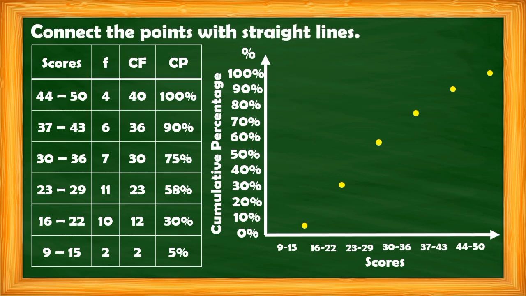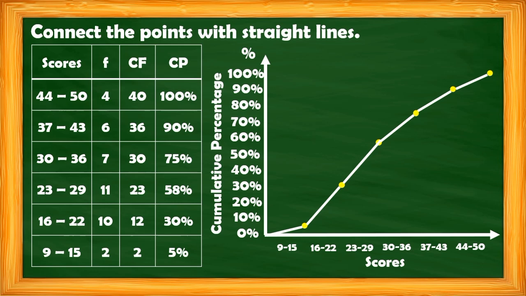And then finally, we connect the points with straight lines. So, meron na tayong points. So, i-connect na natin yung mga points. So, ayan. Mag-start tayo sa 0, syempre. Then, 5%. Ayan. So, i-connect lang po natin yan. So, yan po yung ating data na naka-represent using an ogive.